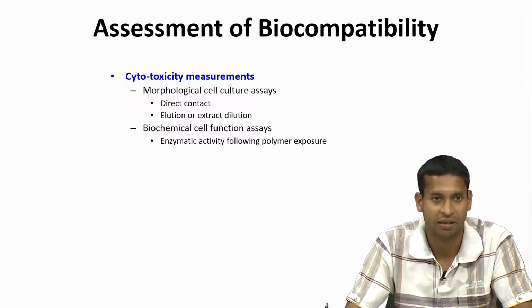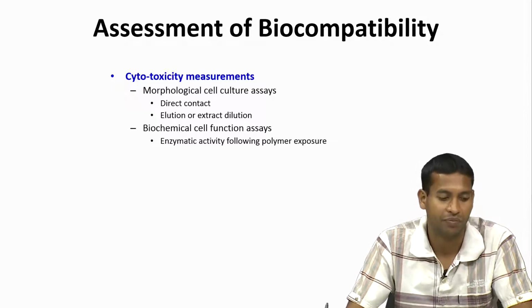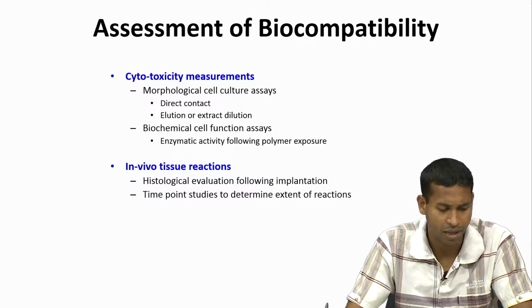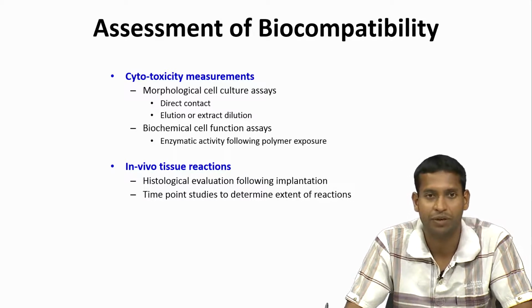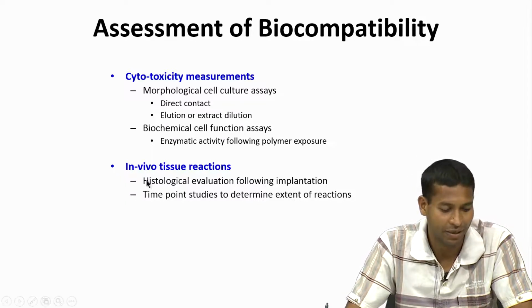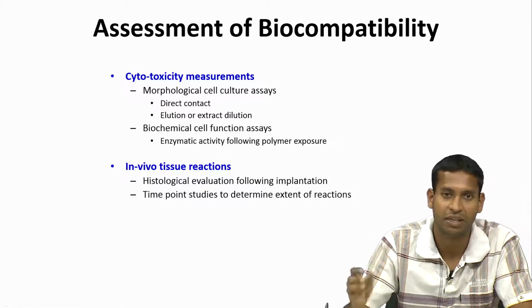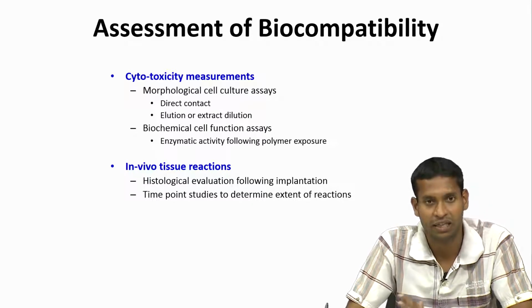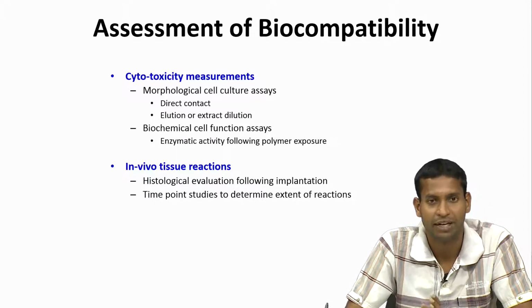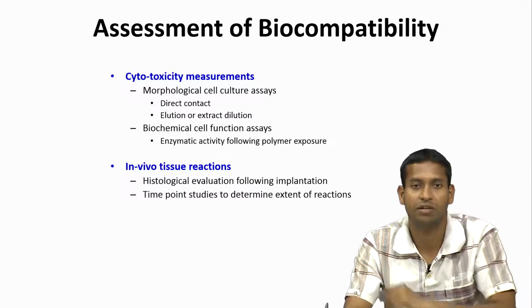Let us say if it is a bone cell, whether it can deposit calcium and mineral, things like that. Then you can obviously go in vivo. You can put it in the body, use some small rodent models for that, and then do histology, which essentially means sectioning out the area where you put it and seeing how the body is responding to it compared to the healthy tissue itself. And so, you can do it at different time points to determine the extent of the reaction and how the reaction is proceeding over time.